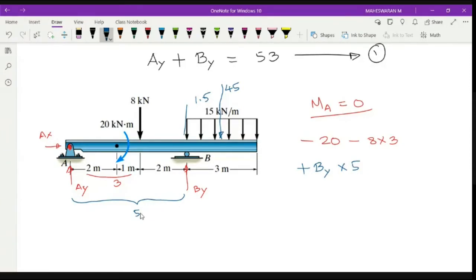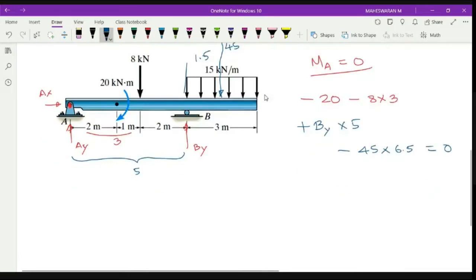Force into perpendicular distance. The rotation is now clockwise. So minus 45, my force, into perpendicular distance 6.5, right? This is equal to 0, right? So you can equate it and identify the value of By. What is the value of By? So you are getting 67.2. Very good. So 67.3 kilonewton.